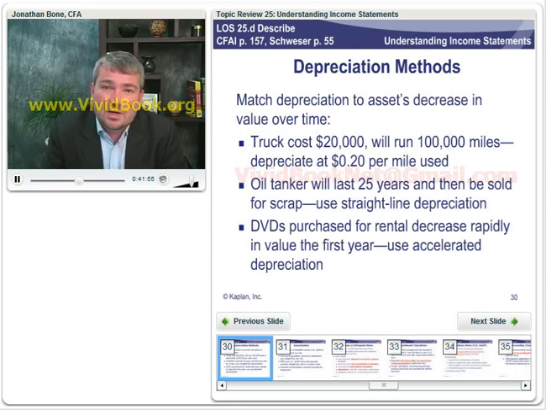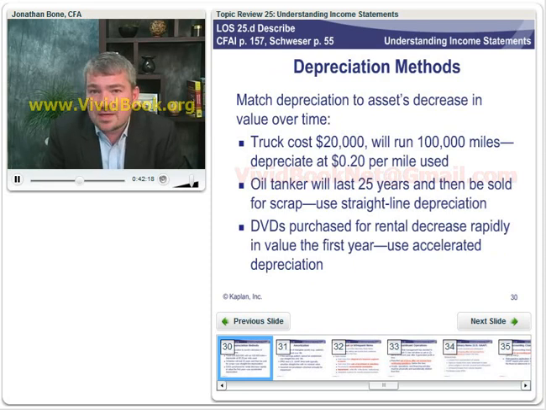You've bought a truck, it's going to cost you $20,000. You're going to use it, you think its total life is 100,000 miles. So $20,000 divided by 100,000 miles gives you 20 cents. So therefore you should depreciate it by 20 cents per mile used, reduce the value of the asset in the balance sheet, and put that depreciation in your income statement as an expense.